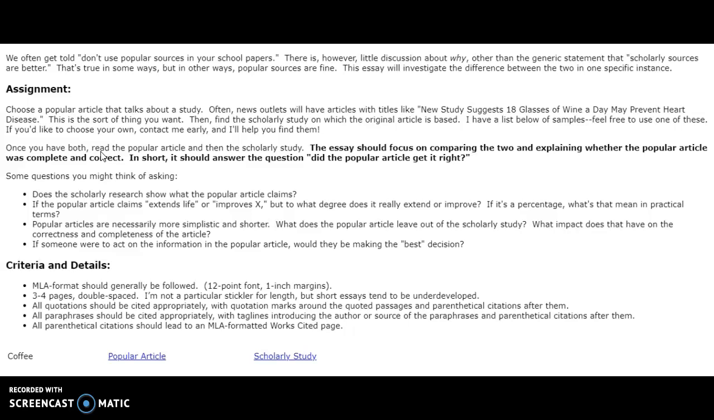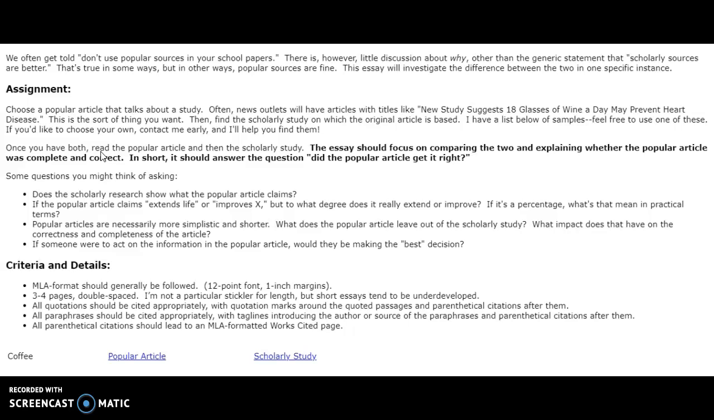So I want you to choose a popular article that talks about a study. So often news outlets will have articles with titles like, "New study suggests 18 glasses of wine a day may prevent heart disease." That's the sort of thing we're looking for. A popular article that looks specifically at the results of a scholarly study. Okay? Then I want you to find the scholarly study on which the original article is based.